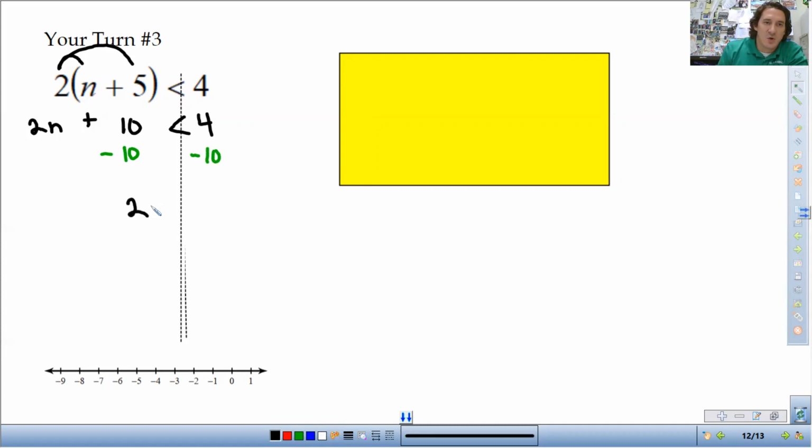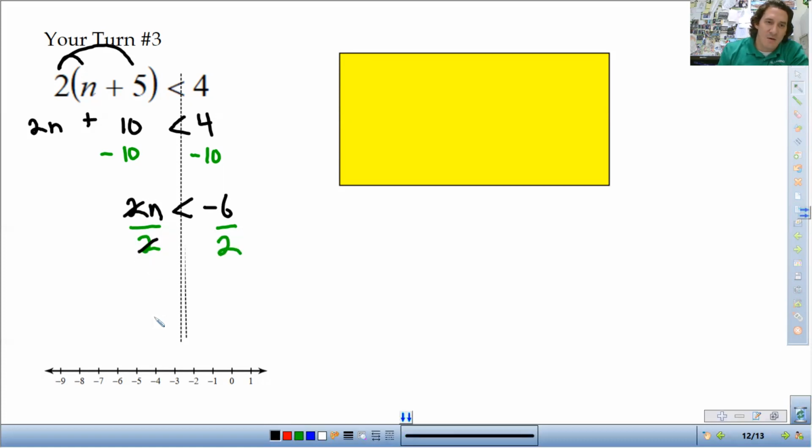So I get 2n is less than 4 minus 10 is negative 6. Again, I subtracted 10 from both sides, so I do not flip the inequality. You only flip if you multiply or divide both sides by a negative. We subtracted 10, so you don't flip. When you add or subtract, you don't flip. Last, I'm going to divide by 2.